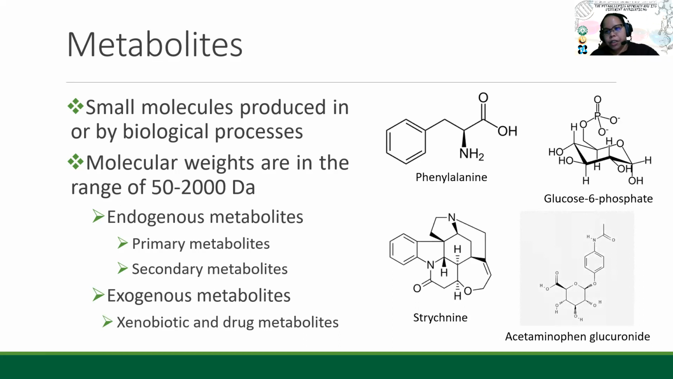Here are just some examples of these metabolites. You have phenylalanine, which is an amino acid. You have glucose 6-phosphate, which is a phosphorylated version of glucose, a well-known molecule for most of us. Strychnine is, of course, an alkaloid, a secondary metabolite. And here also is acetaminophen glucuronide, which is acetaminophen, your paracetamol, that is metabolized into the glucuronide form.